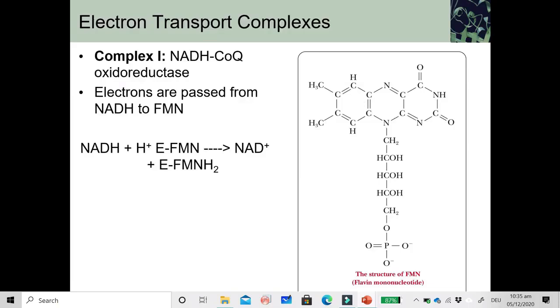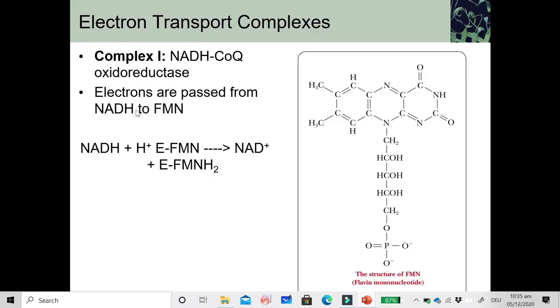Okay, now as I've mentioned, there are a number of different complexes in the electron transport chain. These are the multi-subunit protein complexes. They consist of a number of different proteins which mediate the transfer of electrons. Okay, so the first complex, complex 1, we call NADH coenzyme Q oxidoreductase.